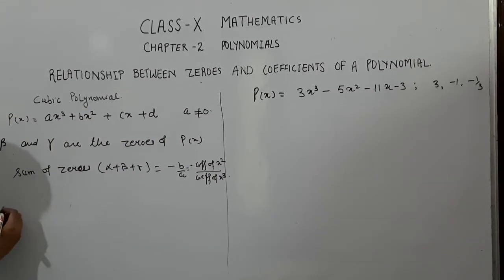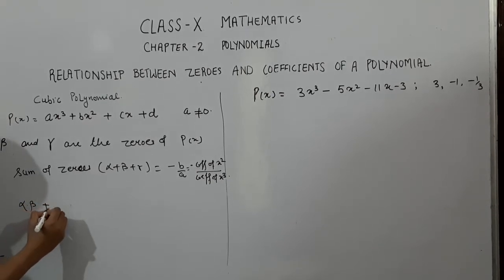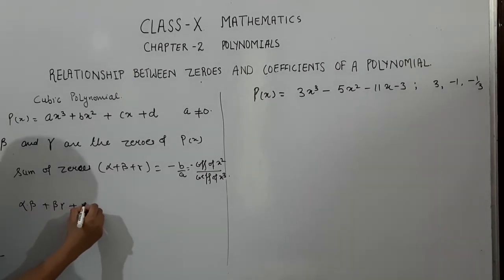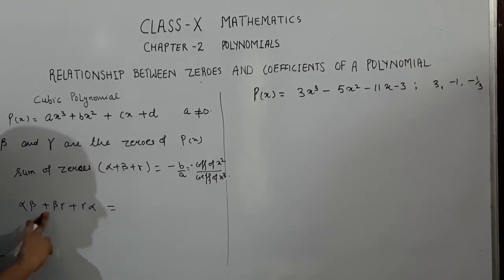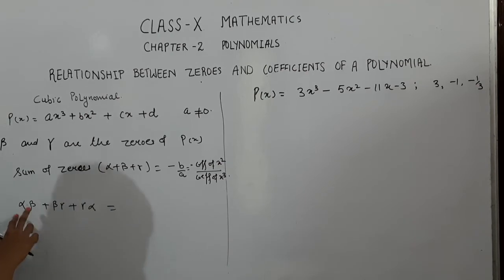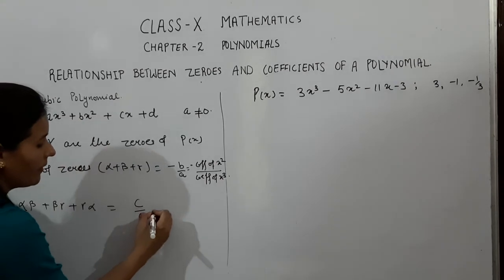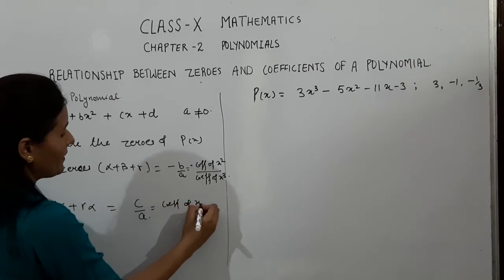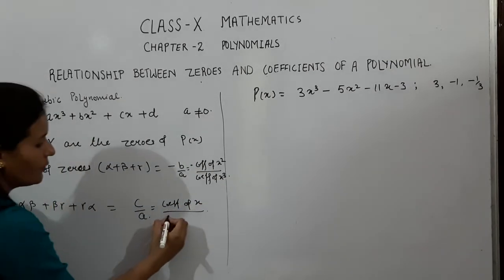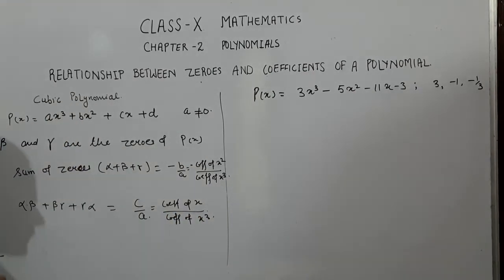Second relation: sum of the product of two zeros taken together, that is alpha beta plus beta gamma plus gamma alpha. This will be equal to c upon a, which means coefficient of x upon coefficient of x cube. Third relation: here we have three zeros and three relations.